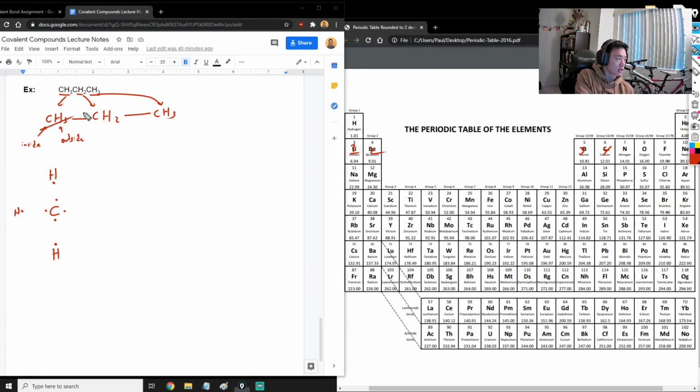Okay, so we did CH3. Now we have to do CH2, and CH2 is going to be in the middle somewhere. We already know the valence electrons. H is going to have 1 each. Carbon is going to have 4. And then lastly, we have CH3, which is kind of just a mirror of this side right here.